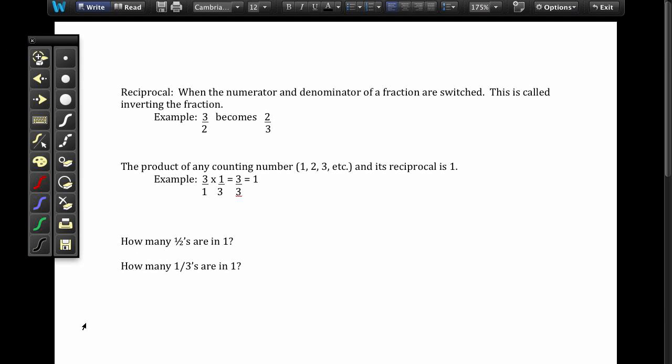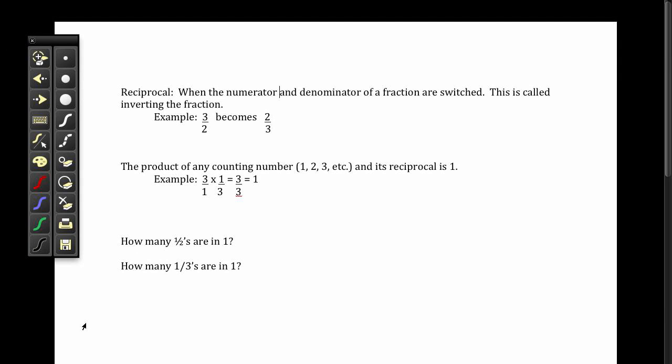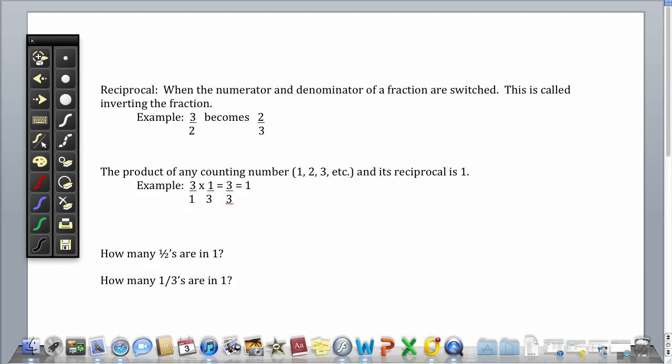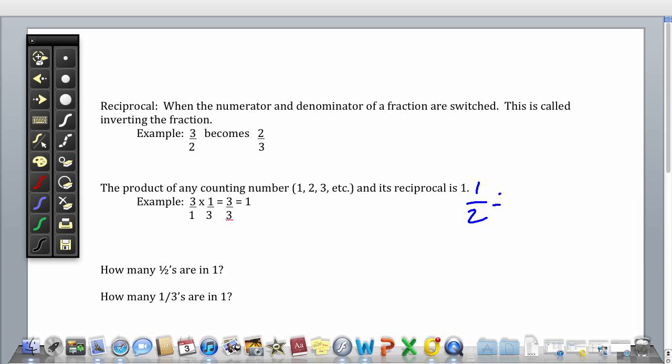Hi everybody, today we're going to talk about Lesson 85, Reciprocals. I have been talking with you guys the last week or so about dividing fractions and what that means. We've been looking at problems like 1/2 divided by 1/10 equals something.